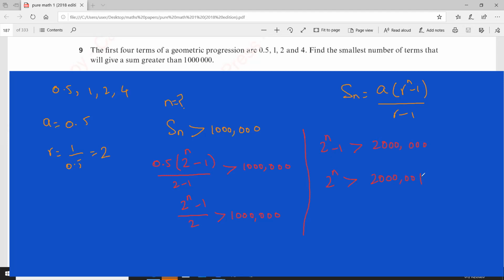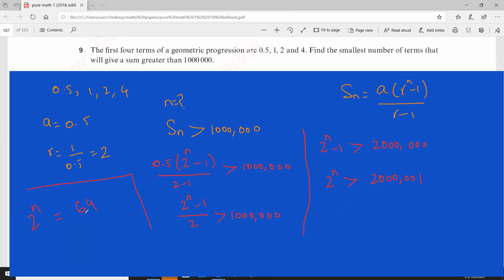And this 2 raised to power n is greater than 2 million and 1. Okay, I'm going to pause the video for a minute. Though this has to be done through logarithms, if you don't want to do that with logarithms, then you will have to try hit and trial. You use your calculator up to the time that you get closest to this 2 million and 1. Suppose you have something like 2 raised to power n equal to 64, and you want to know what power of 2 is going to give us 64. So you will keep on multiplying, like 2 into 2 into 2 into 2.